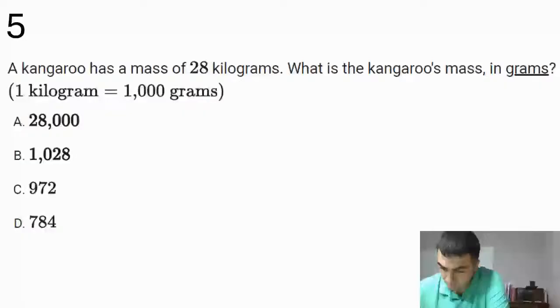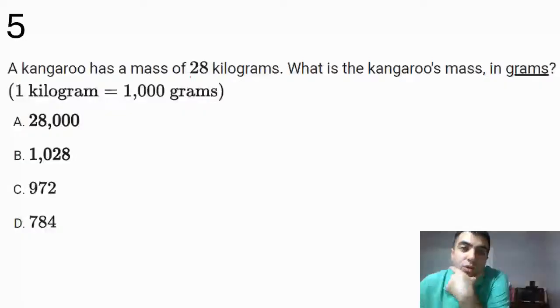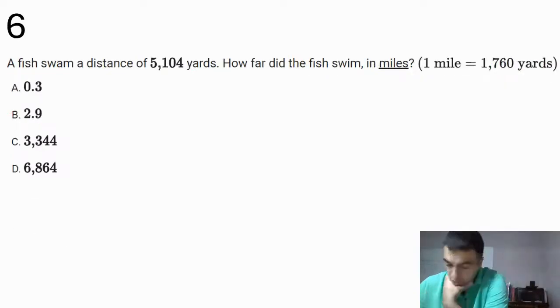Mr. Tuncay says it is A. Let's have a look. A concrete block has a mass of 28 kilograms. What is the concrete's mass in grams? Yes, this is an easy question. We should multiply 28 by 1000 grams. So we get this answer. Next question.